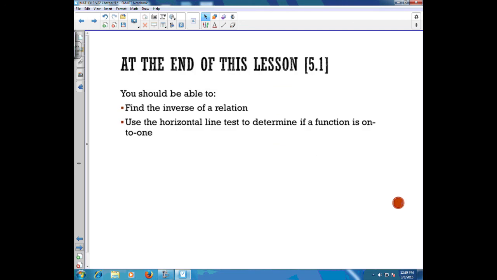So at the end of this lesson, you should be able to find the inverse of a relation, given a set of ordered pairs or given an equation. And you should be able to use the horizontal line test to determine if a function is one-to-one.